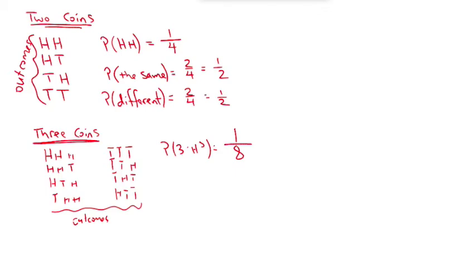All right, what's the probability of 2 heads? 3 out of 8. This one has 2 heads. This one has 2 heads. This one has 2 heads. So this would be 3 out of 8.